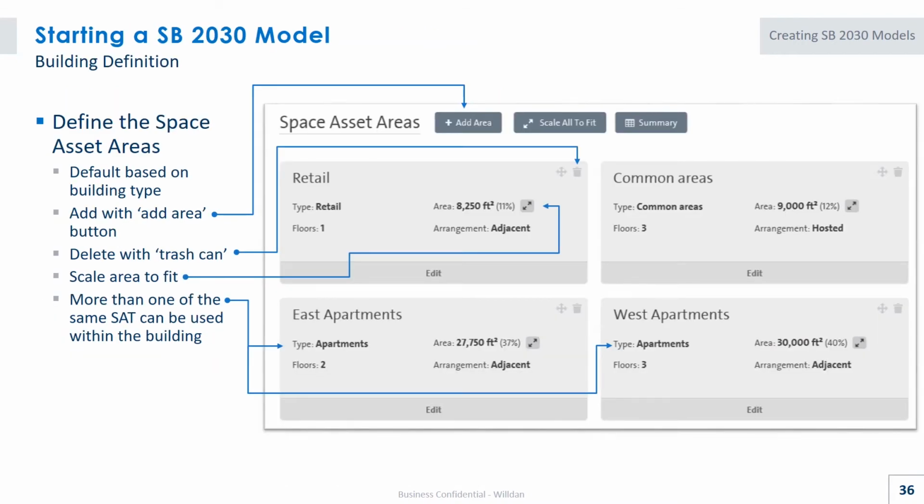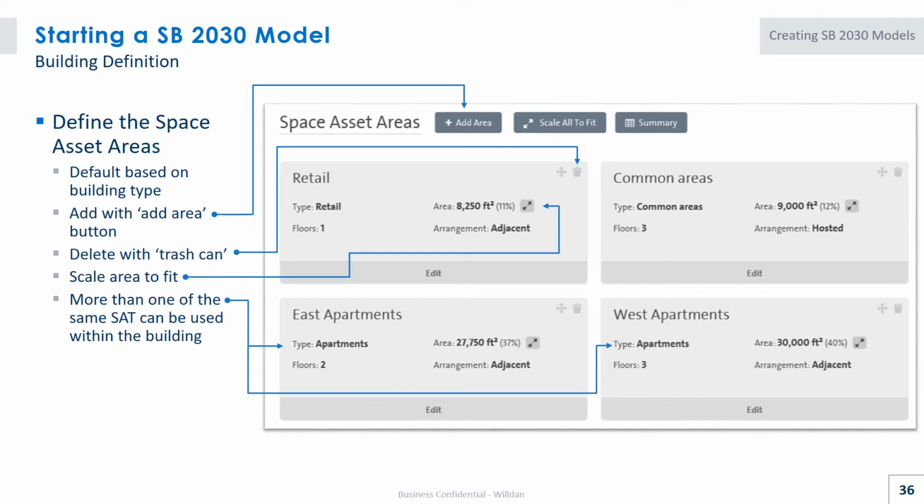To select the space asset areas, once you have picked your building type, it will pre-populate with the most common mix of space asset areas for that building type. You can add additional areas by hitting the Add Area button. You can delete areas by clicking the trash can. You can also scale them to fit. So if, for instance, you had a 100,000 square foot building and you've added in a couple of new space asset areas, and now you have 110,000 square feet, you can either scale all of them to fit, or you can dial in each one individually and then scale the remaining one to fit the square footage.